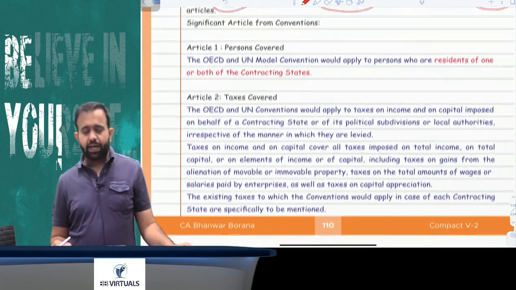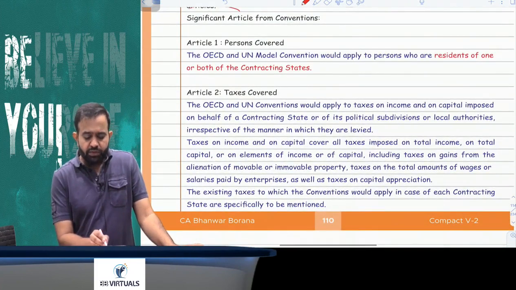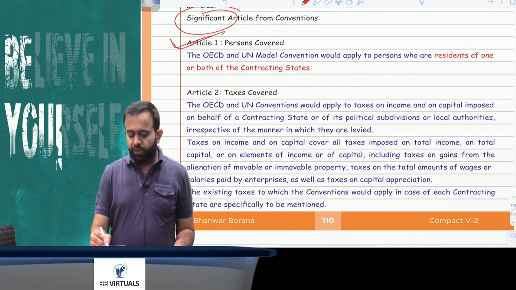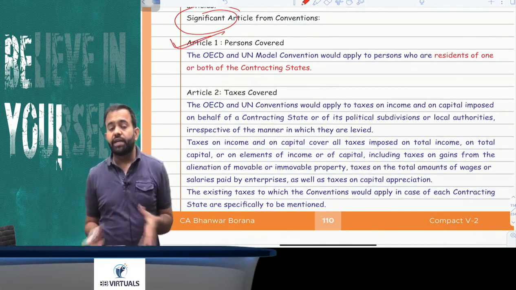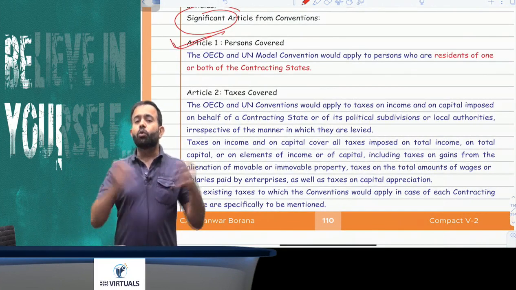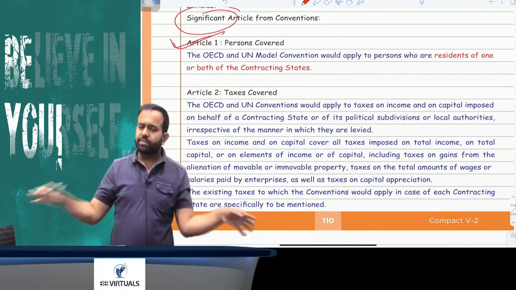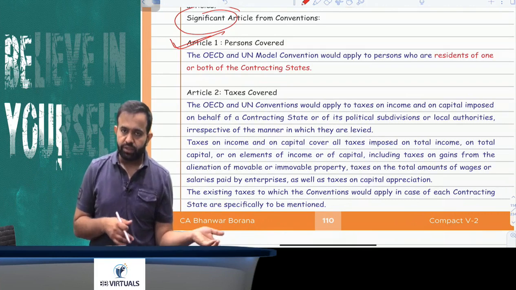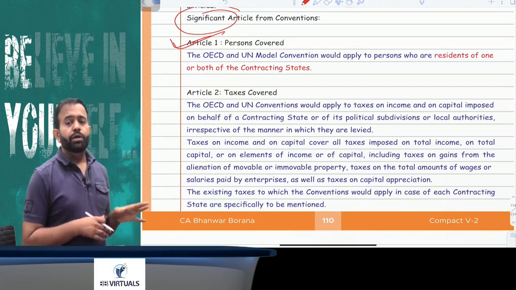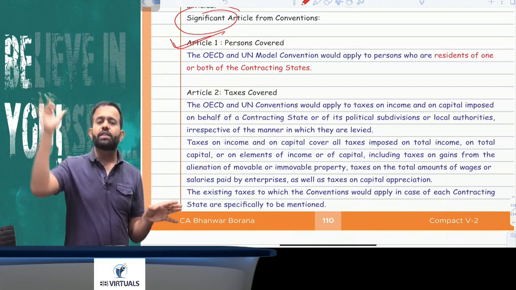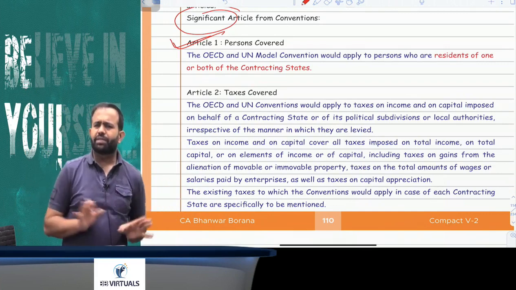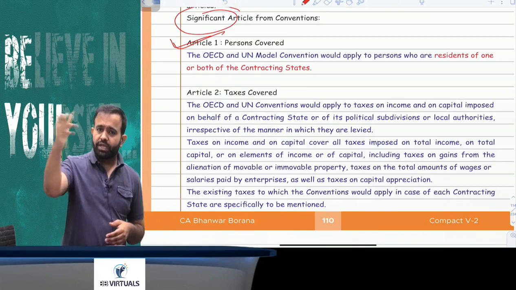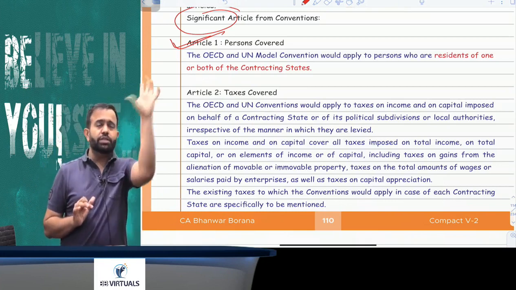Now next part, significant articles from the convention. So only some significant articles are covered here. The first part is persons covered. We already discussed persons covered in that article. Now guys, in both models some points are the same, like article number 1 is the same in the UN model as well as the OECD model, and here we are only going to compare the UN with the OECD, not with the US. The US is not in our syllabus, and it is not in the elective paper also. The US model is not in the elective paper also, only an introduction is given.